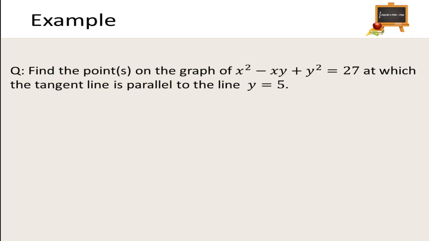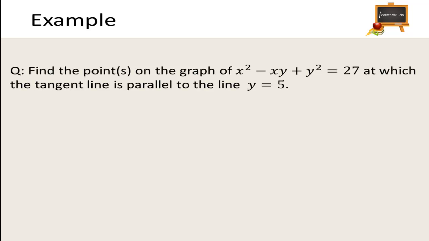Let us start with the following example. Find the points on the graph of x squared minus xy plus y squared equals 27, at which the tangent line is parallel to the line y equals 5.